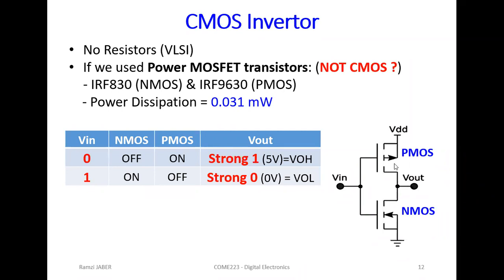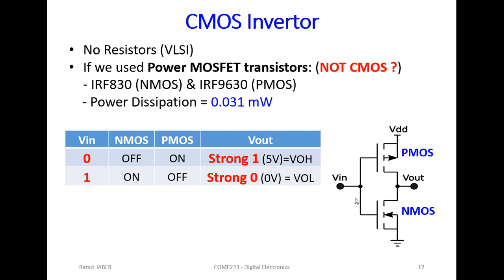Because we don't have a resistor. If we had a resistor, this zero value would be 0.01 or 0.02, like in the MOSFET inverter. In the CMOS inverter, we don't have a resistor, so it's a strong zero and a strong one. As you can see, we did it at last.